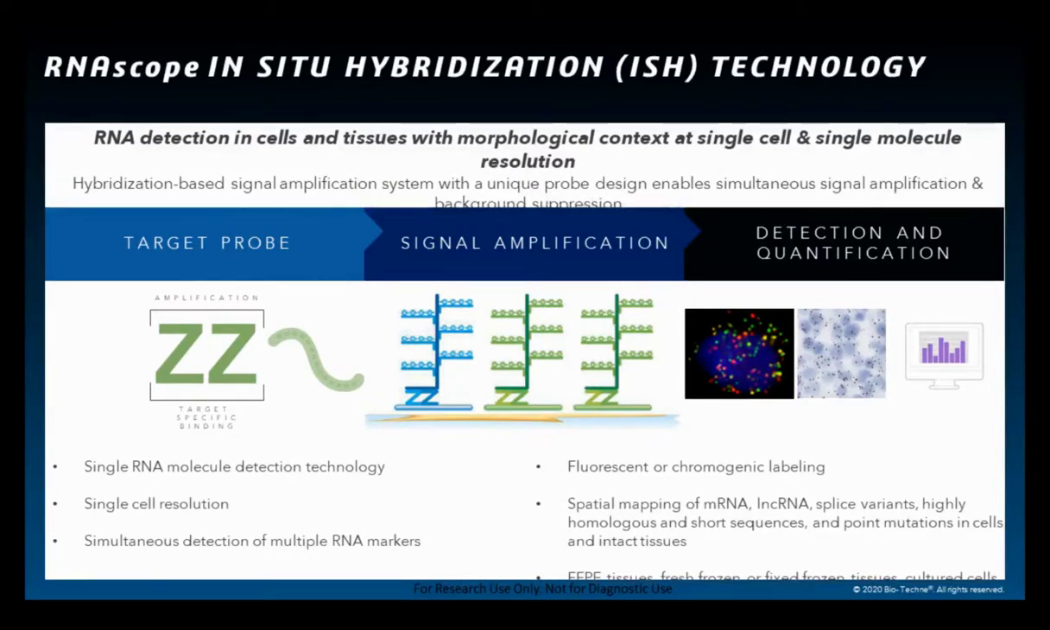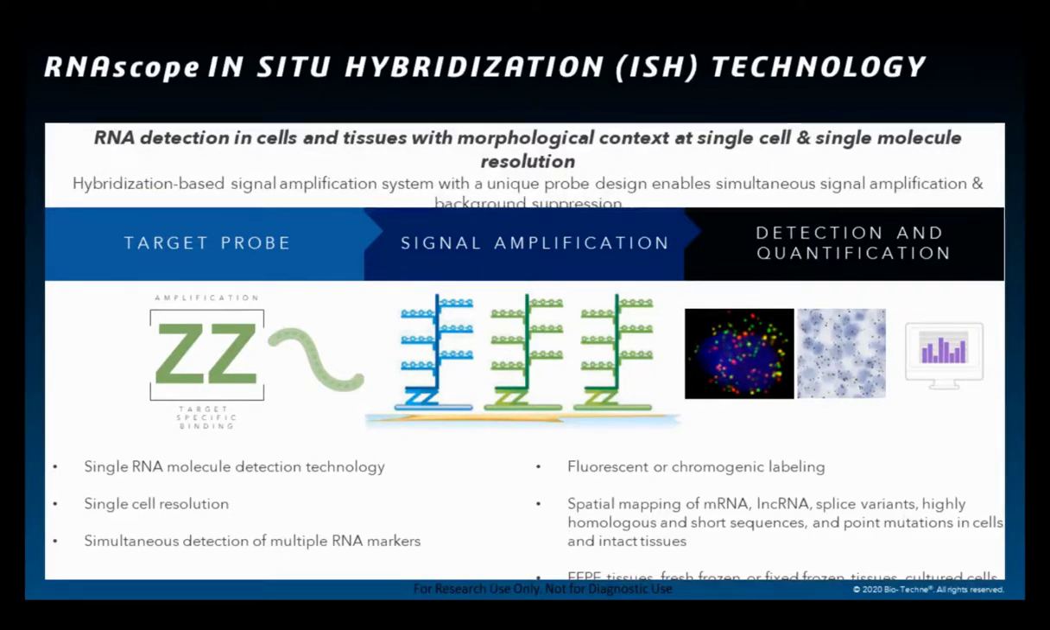ACD's core technology is the RNAscope technology. RNAscope is an ideal spatial analysis solution to interrogate complex tissues. It is a highly specific and sensitive method to detect RNA biomarkers in cells and tissues with morphological context at the single-cell resolution. The RNAscope technology consists of three parts: a unique target probe that ACD designs against your sequence of interest, a signal amplification system that generates a high signal-to-noise ratio, and lastly, visualization of single RNA molecules as dots for quantitative analysis.